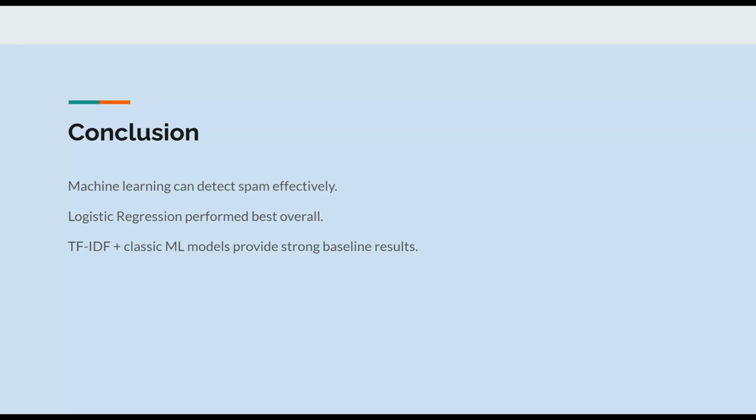In conclusion, this project showed that even classic machine learning models can do a really good job at detecting spam. Logistic regression performed the best overall. Naive Bayes was still very strong and incredibly efficient. If I were to continue this project, I'd try using n-grams so the model can look at word pairs, or I'd try a deep learning model like an LSTM or maybe even a Transformer.